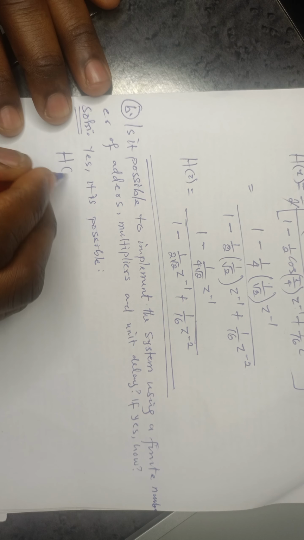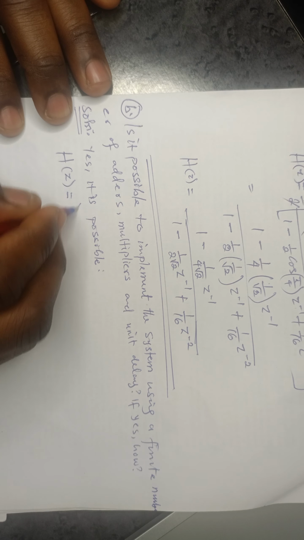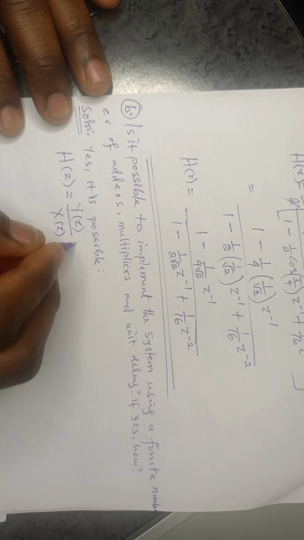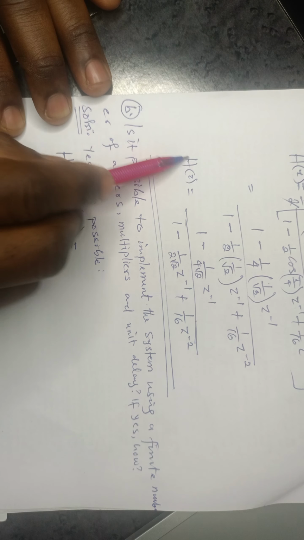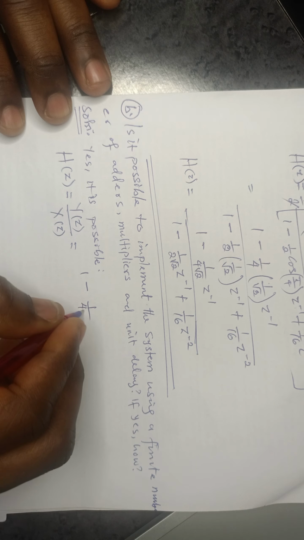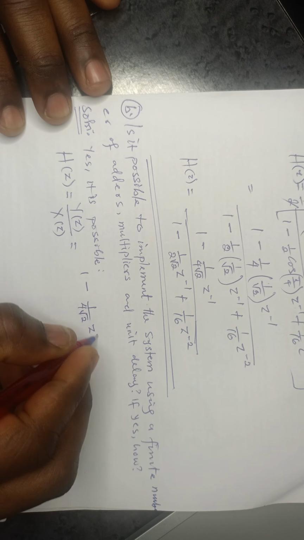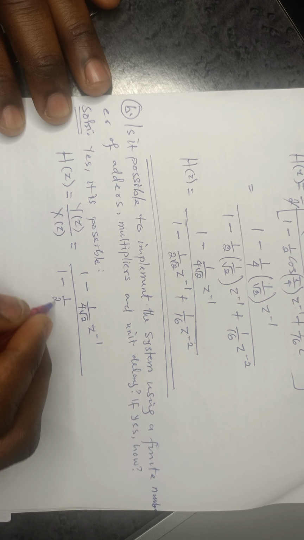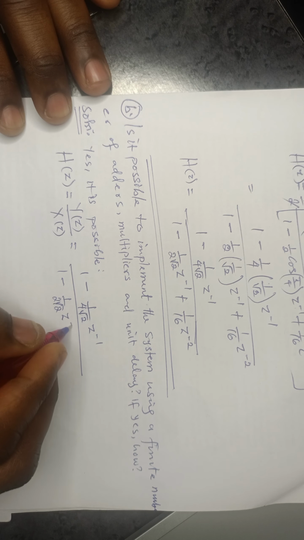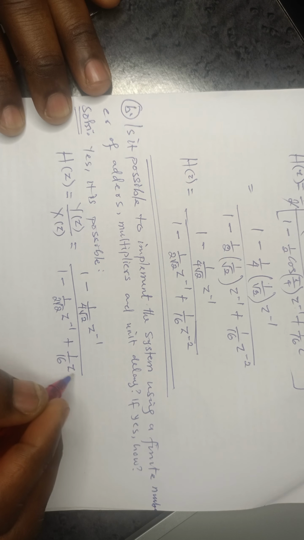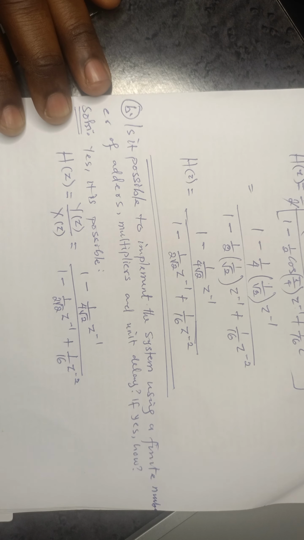First of all, we need to write down the H of z. And that H of z, of course, is Y of z all over X of z, which is this expression that we obtained earlier. That is (1 minus 1 all over 4 root 2 z to the power minus 1) all over (1 minus 1 all over 2 root 2 z to the power minus 1 plus 1 all over 16 z to the power minus 2), right?